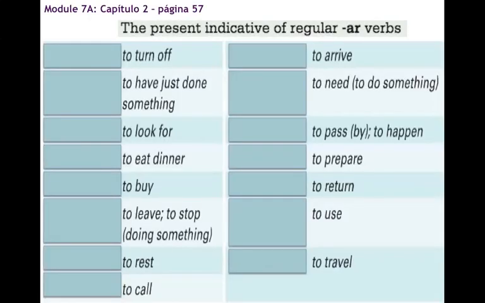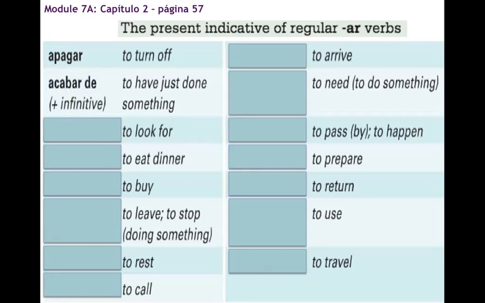We also worked on a couple new AR verbs other than our actividades at the beginning of capítulo 2. ¿Qué significa to turn off? ¿Cómo se dice to turn off en español? Apagar. To have just done something that uses an infinitive after. Acabar de. To look for. Remember I said look for the something, look for the something. Buscar. Look for the bus, look for the car. How about to eat dinner? Cenar. To buy. Comprar.